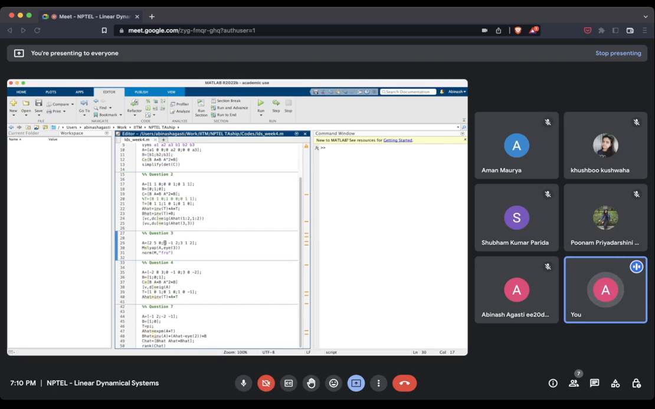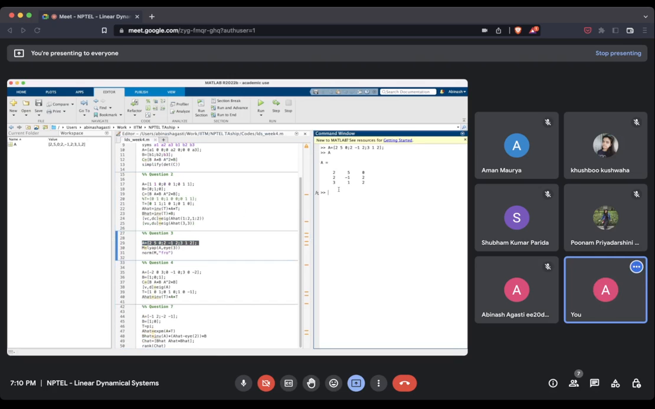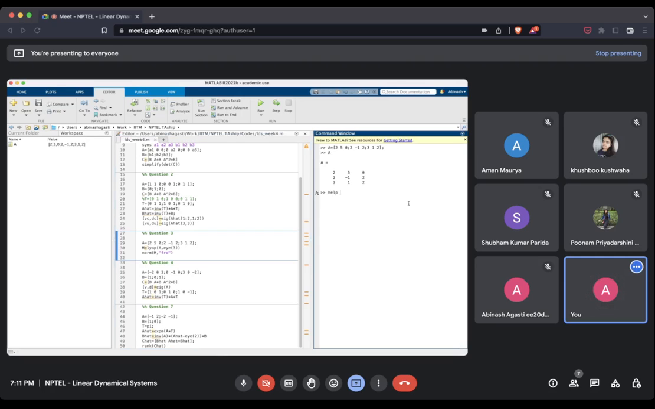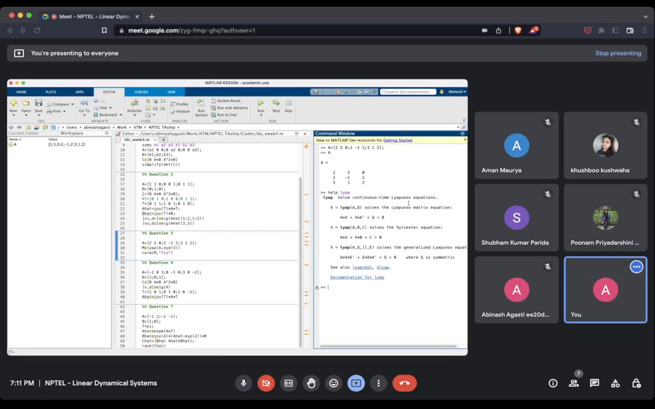So look at this. First, let us declare the matrix A. So this is the matrix we had, right? Then we have another function named Lyap. Lyap solves continuous time Lyapunov equations. So if you put X equal to Lyap of A, Q, then what it will solve is this: AX plus XA transpose plus Q equal to 0.